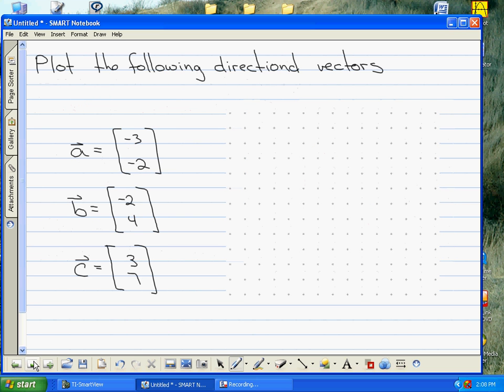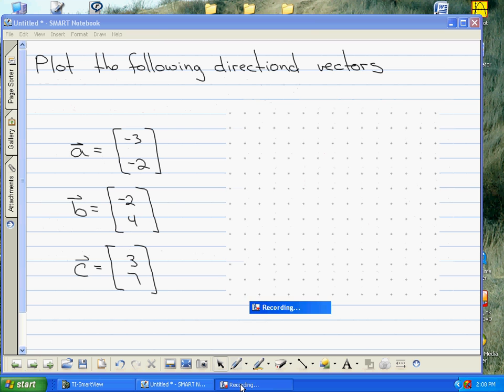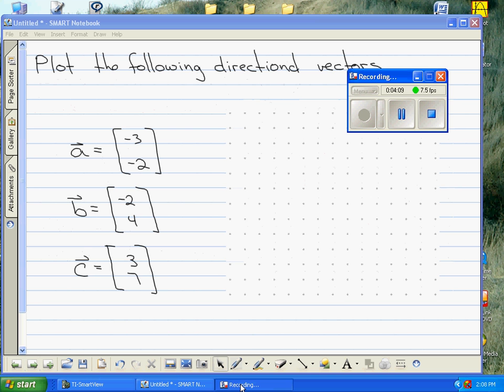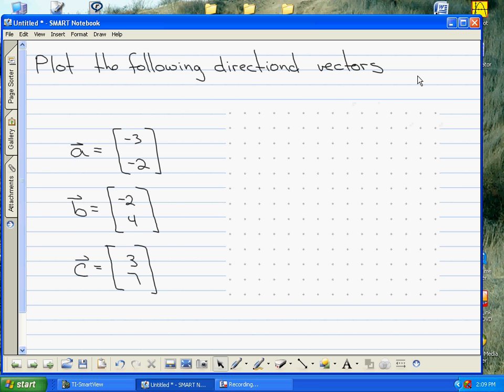Moving on, plot the following directional vectors. Do me a favor and try to plot these directions. Just hit the pause button and wait a few seconds. Hopefully you tried to plot a few of these, so let's begin.